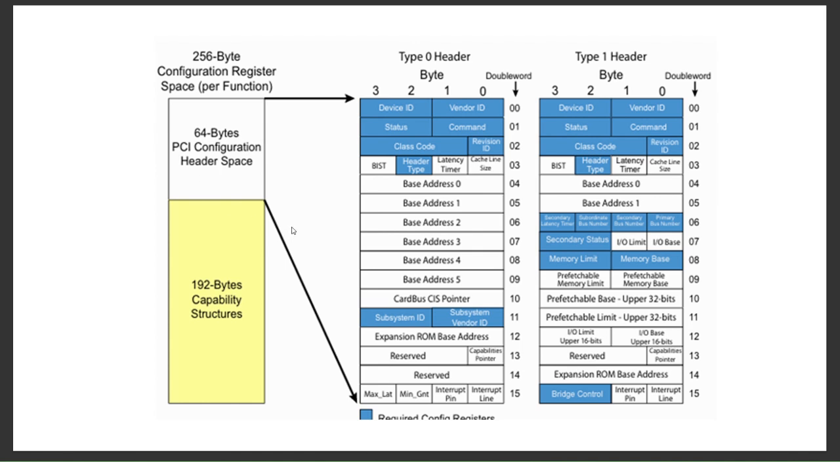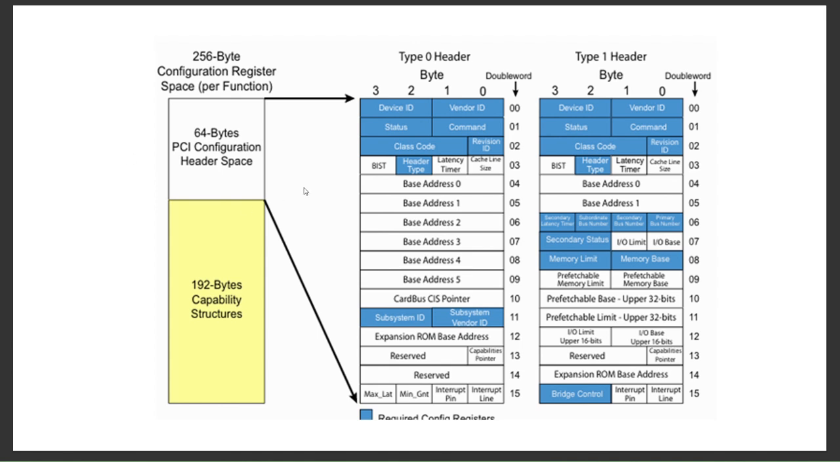PCIe expands the configuration space for each function. Every PCIe function has 4 KB of configuration space, and this space is divided into several sections. First, the PCI compatible space. This is the original 256-byte configuration area that older PCI software can access. It is where important things like the PCI Express capability are stored.